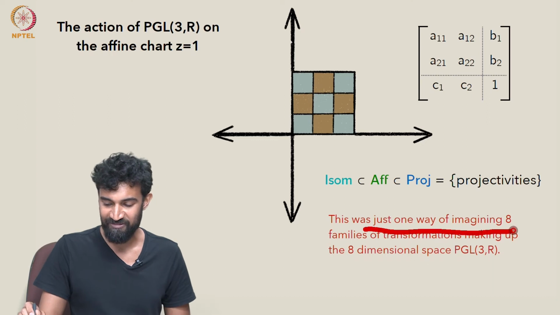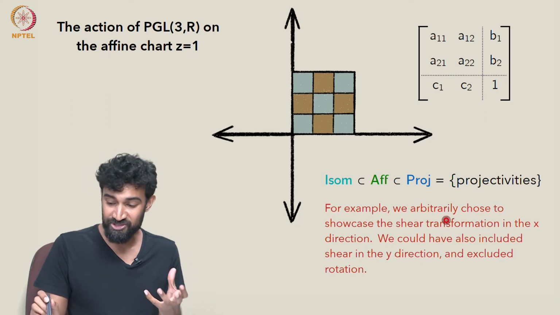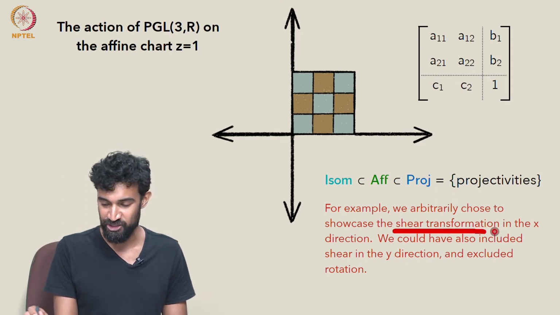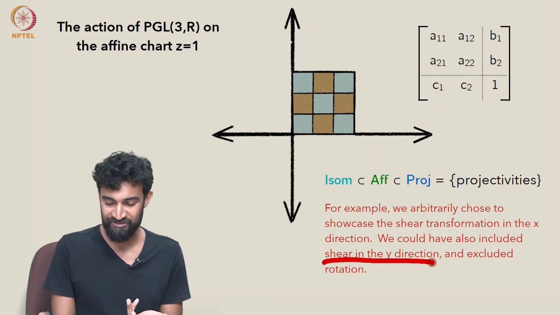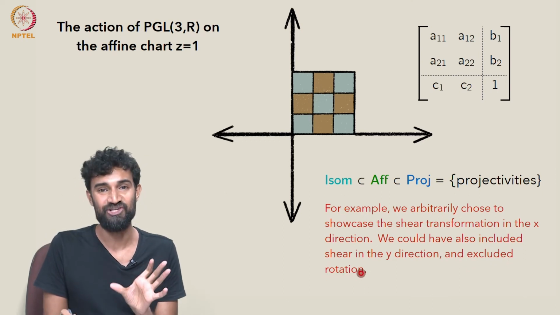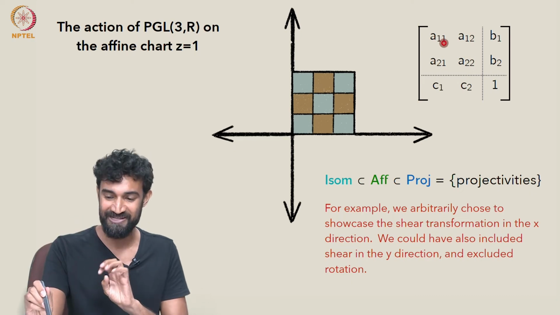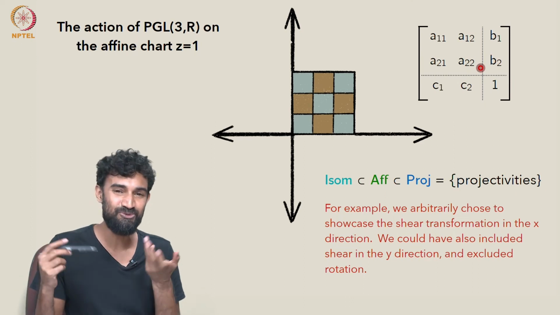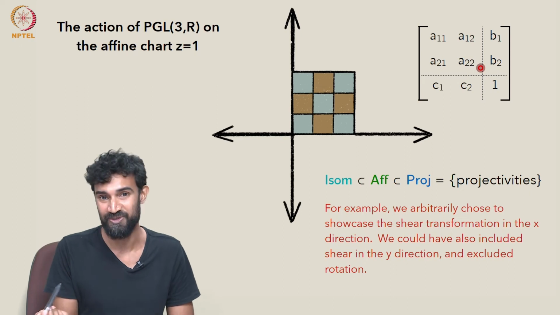But this is just one way of imagining the 8 families. For example, I made some arbitrary choices in how I presented it. I chose to showcase the shear transformation in the x direction. I could have also included the shear transformation in the y direction, and excluded the rotation transformation. That would have given one family that's explicitly linked to each of these entries, but it would have excluded rotation, which is such a natural transformation that it felt wrong to exclude it.